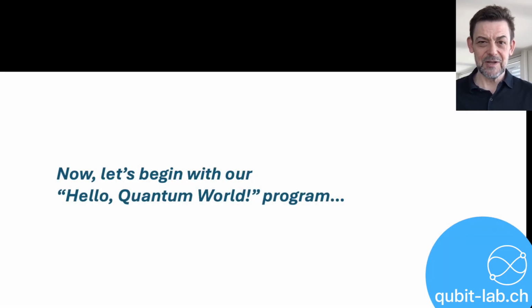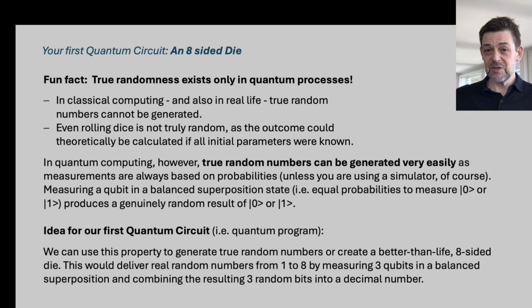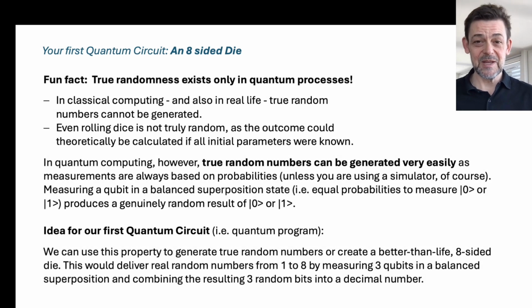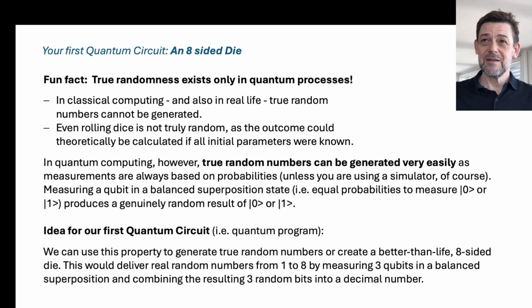Let's start with a fun fact. Quantum computers will not need a random number generator anymore. The measurement of a qubit in balanced superposition will be based on real, not emulated, randomness. At least if we use a real quantum computer and not just a simulator. We will use that simple mechanism for our Hello Quantum World program, an 8-sided die.